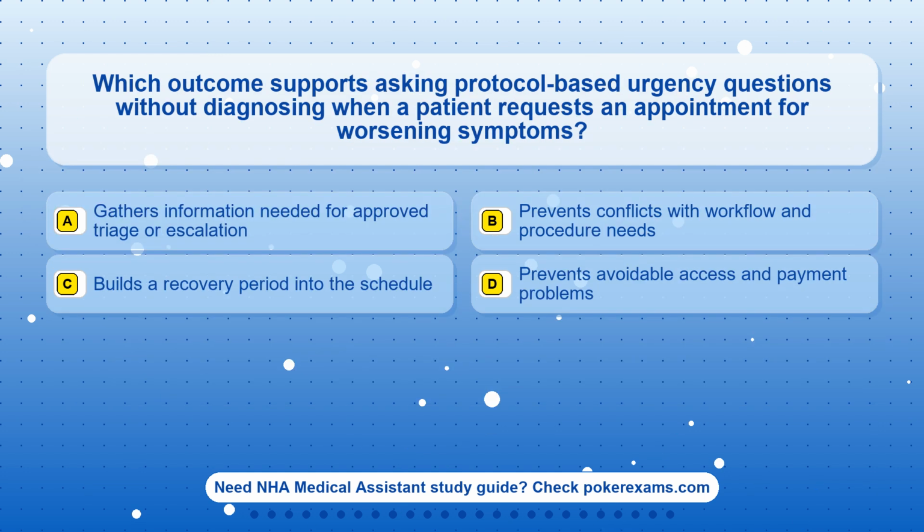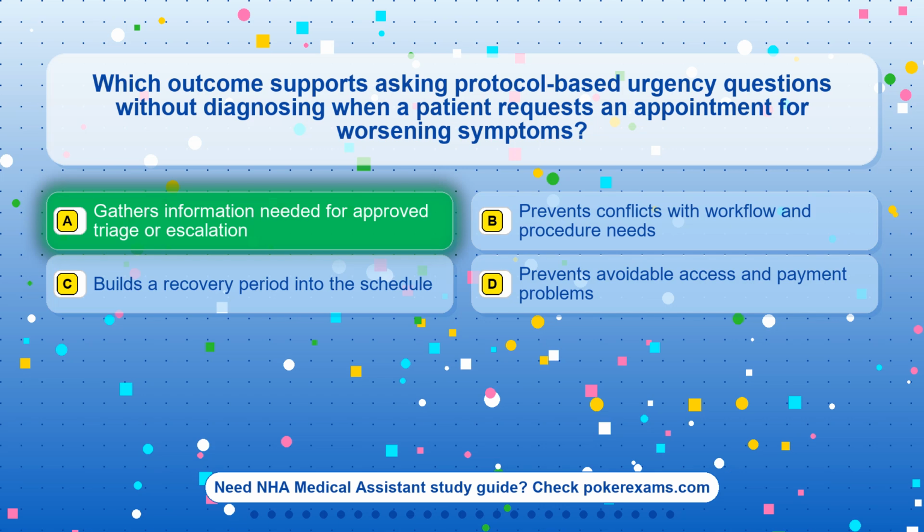Question 13. Which outcome supports asking protocol-based urgency questions without diagnosing when a patient requests an appointment for worsening symptoms? Option A, gathers information needed for approved triage or escalation. Option B, prevents conflicts with workflow and procedure needs. Option C, builds a recovery period into the schedule. Option D, prevents avoidable access and payment problems.